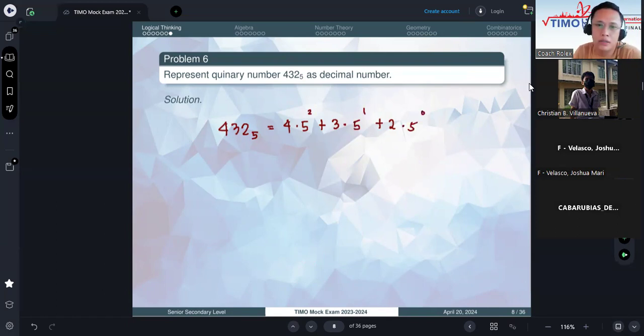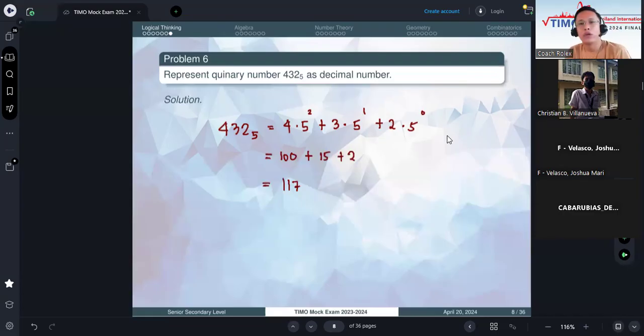Okay? Then simplify. So you will have 25 times 4, that is 100. We have 3 times 5 is 15. Then 2 times 1, that is 2. So you will have 117. Okay?